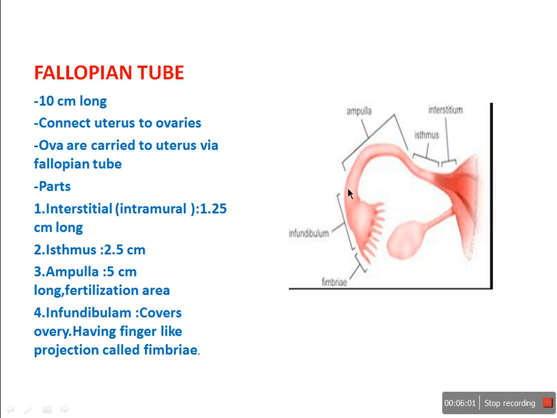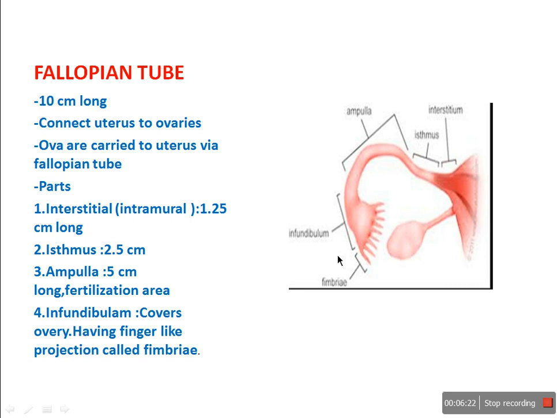After that, you can see the ampulla, fallopian ampulla. This part is called the ampulla, which is 5 centimeter long, and the fertilization of sperm and ovum will happen here. The fertilization will happen in the ampulla.